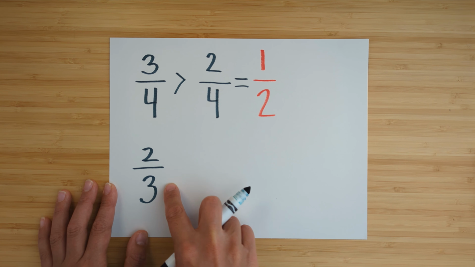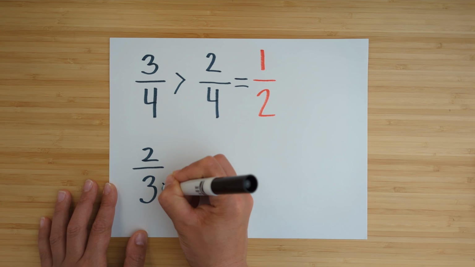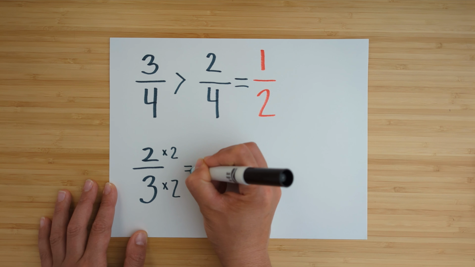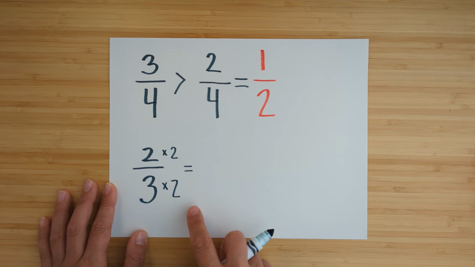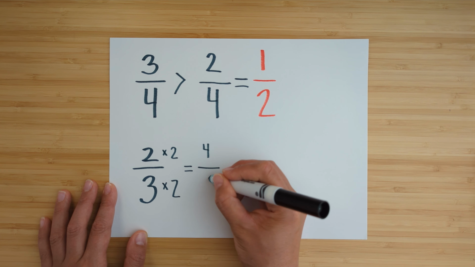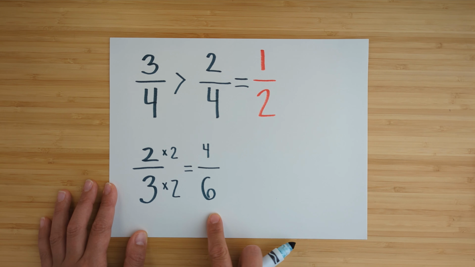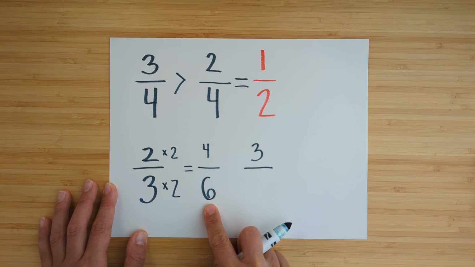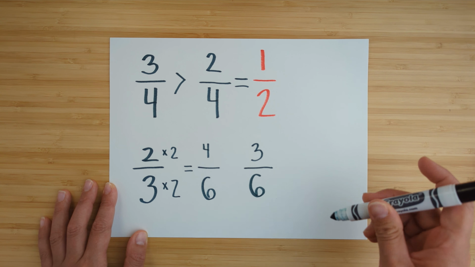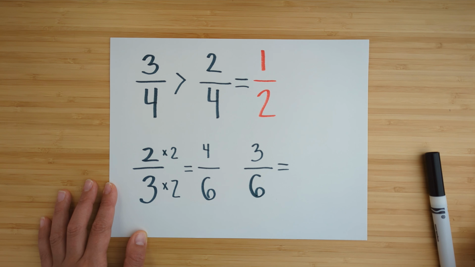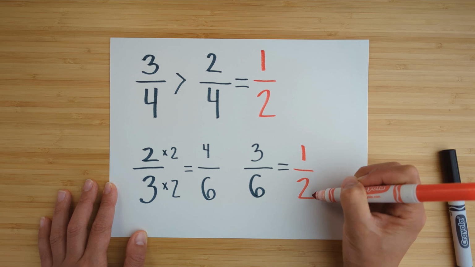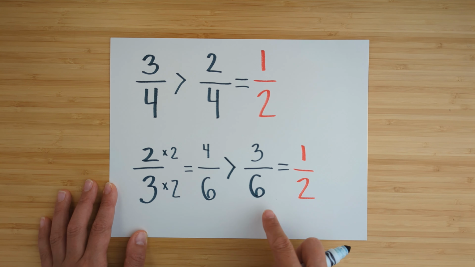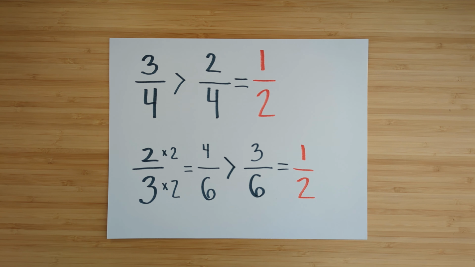If you have an odd denominator, you can multiply the numerator and the denominator by 2, which will always give you an equivalent fraction with an even denominator. Using that same method, what's half of 6? Half of 6 is 3. Use that same denominator, 6. I've rewritten an equivalent fraction to 1/2. And now I can compare: 4/6 is greater than 1/2, or 3/6. And that's it.